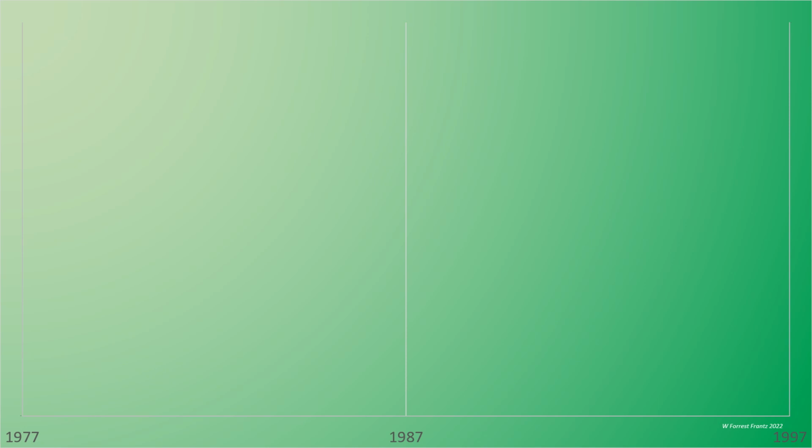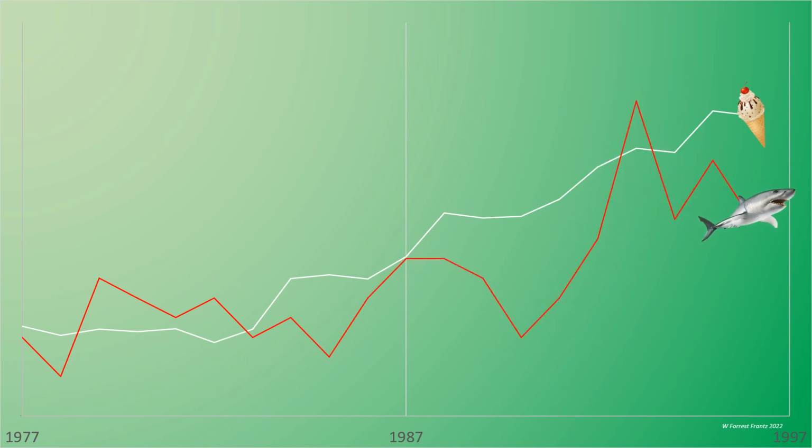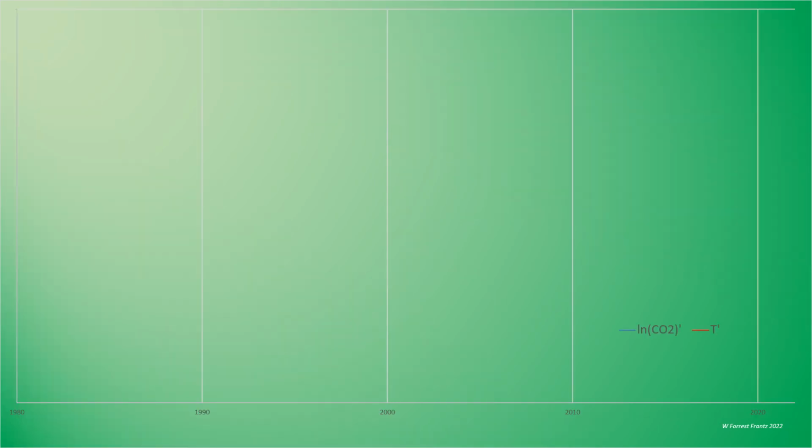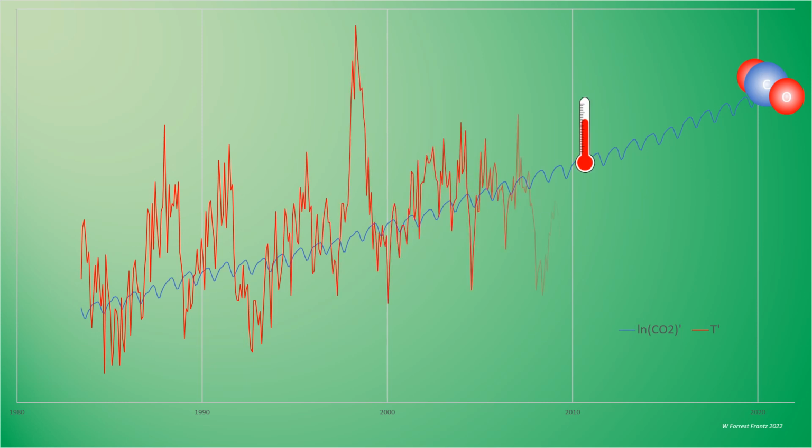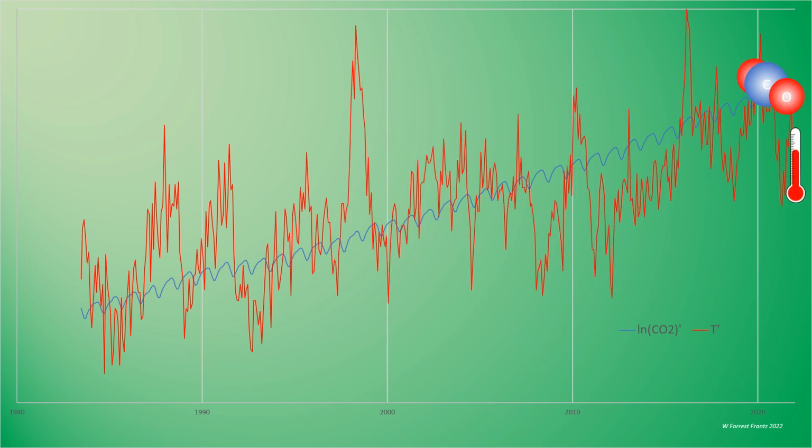In the 90s, two theories were floated. The first was that ice cream causes shark attacks, that sharks are attracted to people that eat ice cream. The evidence, a 76% correlation. The other theory floated was that CO2 was causing global warming. The evidence, a smaller 66% correlation.